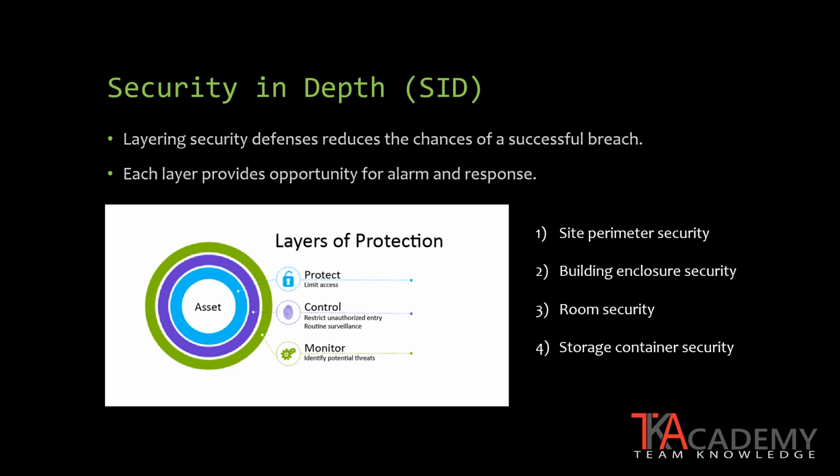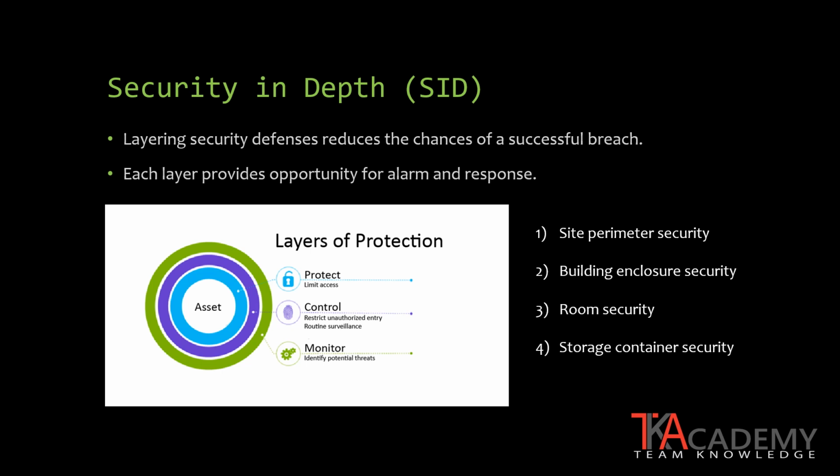Security in depth is about layering security defenses to reduce the chances of a successful breach. A successful defense system is going to wrap multiple layers of protection around it. Each layer provides an opportunity for detection and response. The outermost layer is used for deterrence and to monitor and observe potential threats. If an aggressor is successful in breaching that first layer, then the next layer is there to contain the threat. Then another layer beyond that provides further protection. Each layer of protection delays an aggressor and provides another opportunity for security forces to defend and deny access to the asset.